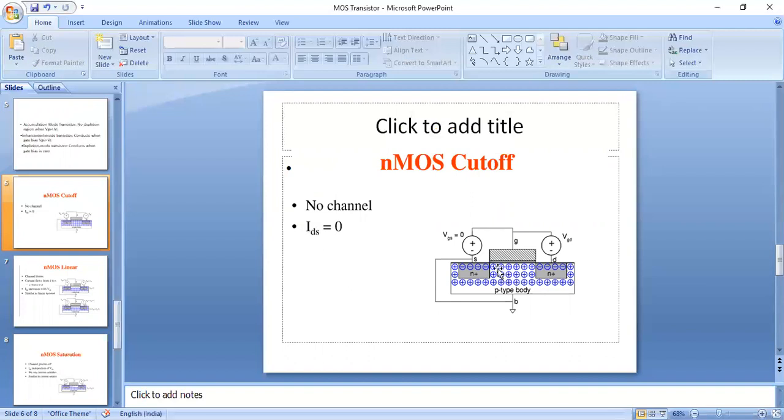There is no depletion region and no conduction path when this NMOS device is in cutoff. When we feed VGS equal to 0, there is no drain source current flow within this channel. So the device is said to be in the cutoff state or off state.